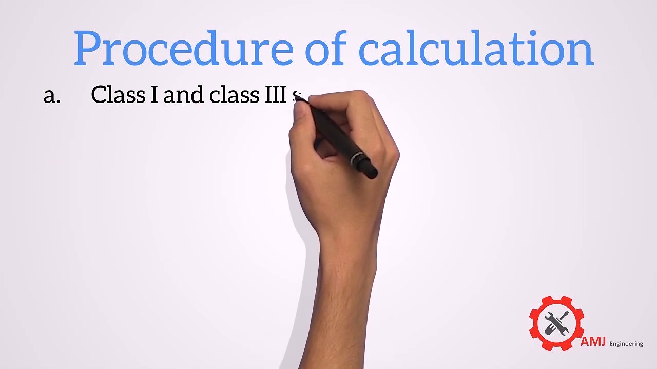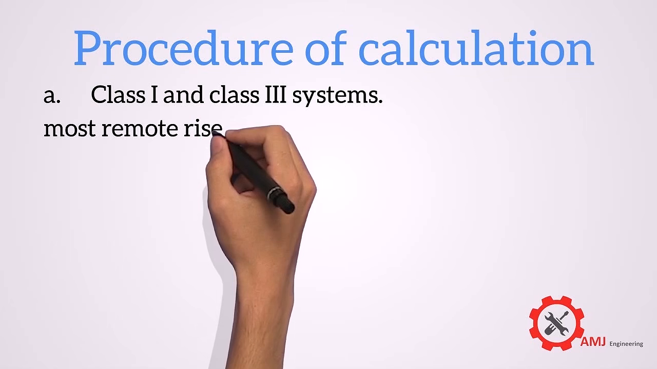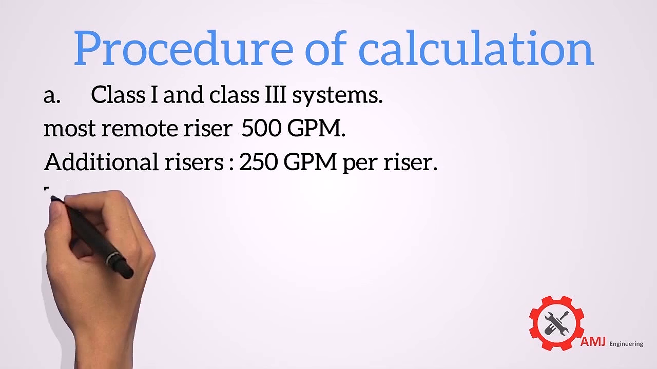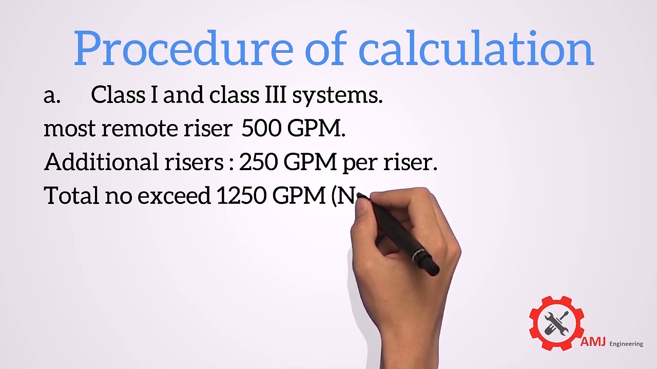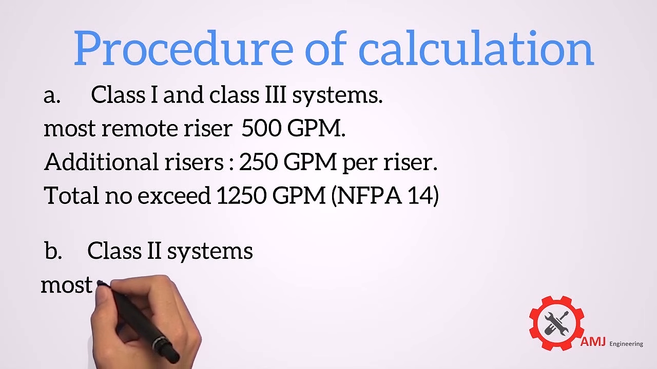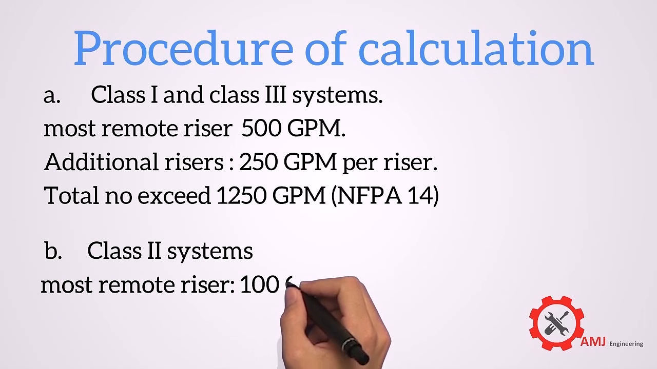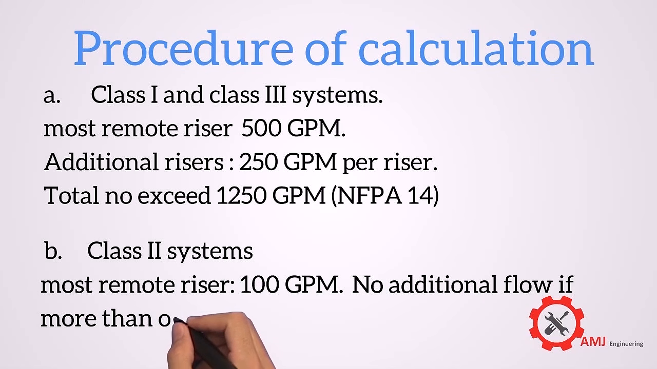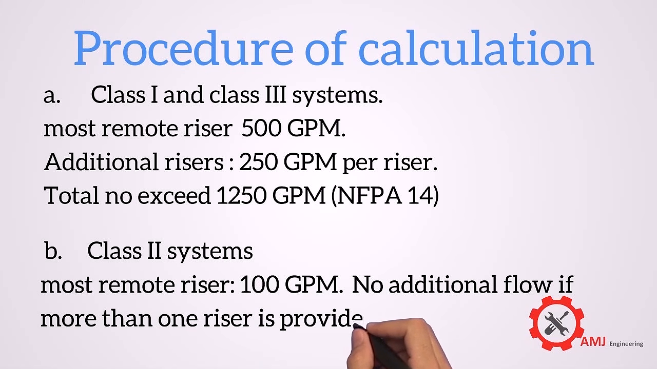For Class 1 and Class 3 systems, the minimum flow rate for hydraulically most remote riser shall be 500 GPM. The minimum flow rate for additional risers shall be 250 GPM per riser, the total not to exceed 1250 GPM. For Class 2 systems, the minimum flow rate for hydraulically most remote riser shall be 100 GPM. Additional flow needs not to be added when more than one riser is provided.